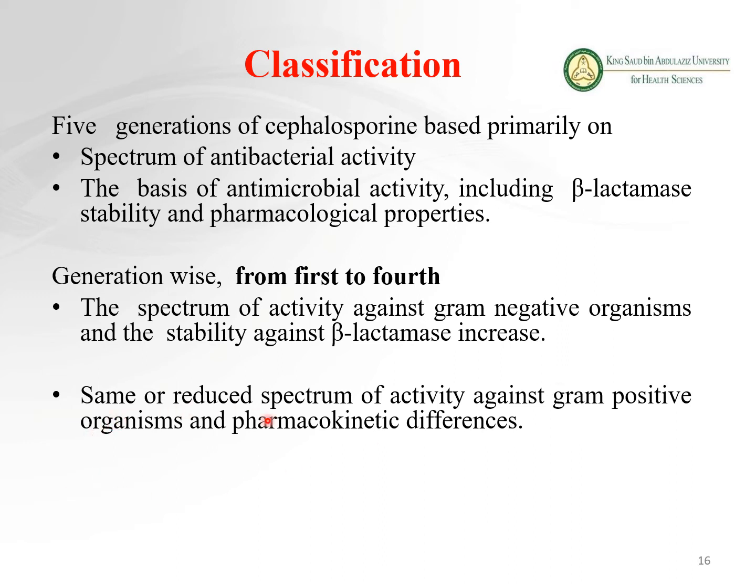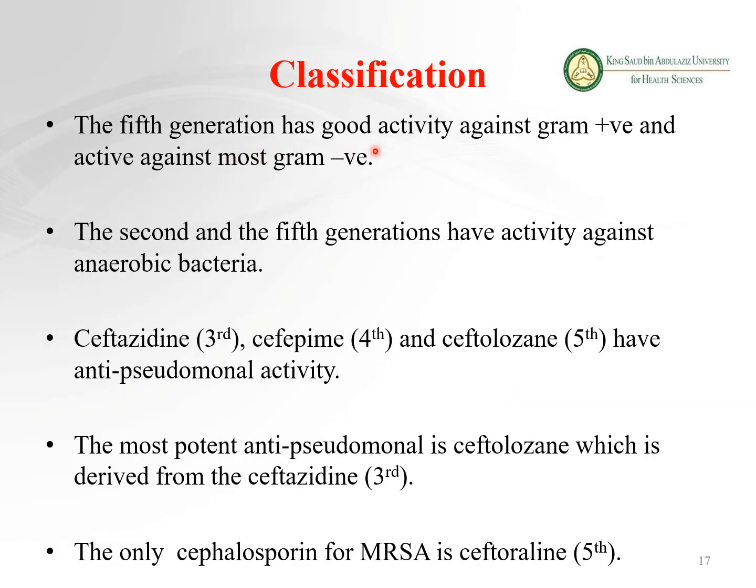And they have the same or reduced spectrum of activity against gram-positive organisms, and pharmacokinetic differences. The fifth generation drug has more activity against gram-positive and most of the gram-negative bacteria. The second and fifth generation are effective against the anaerobic bacteria. Ceftazidime, cefepime, and ceftolozane, the third, fourth, and fifth generations, have antipseudomonal activity.